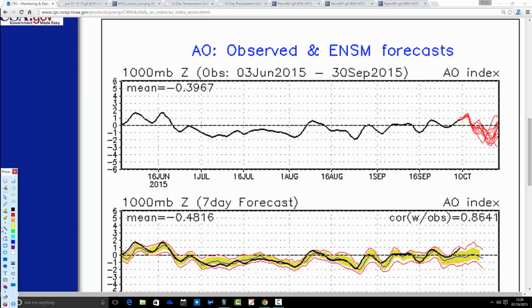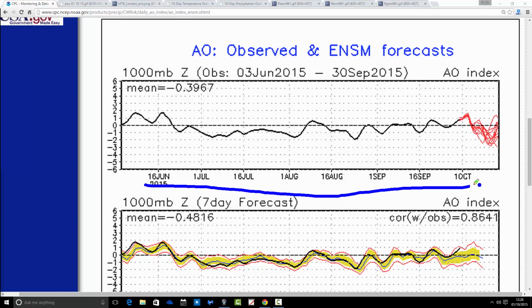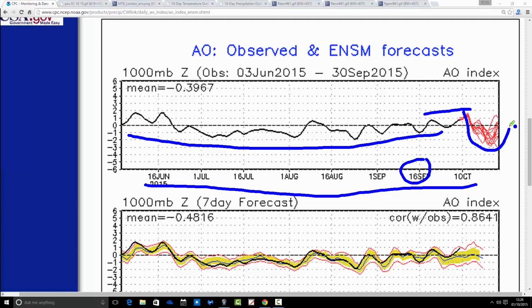The black line here is telling us where the Arctic Oscillation has been, and the red lines at the end are telling us where it is forecast to go. We can see that generally through the summer, the dates are on the bottom of the chart of course, the Arctic Oscillation has been trending negative, so we had quite a lot of blocking over the North Pole this summer. Now, over the past few weeks, around the middle of September, this is the 16th just here, it has actually gone positive a little bit, but these red lines here are telling us that the Arctic Oscillation is forecast to go significantly negative once again.